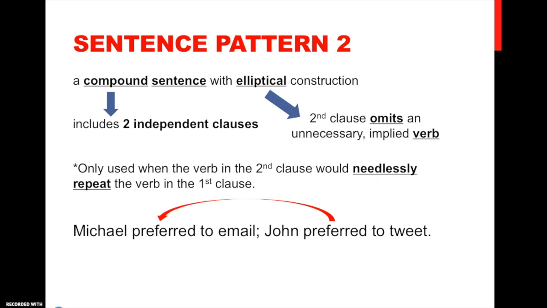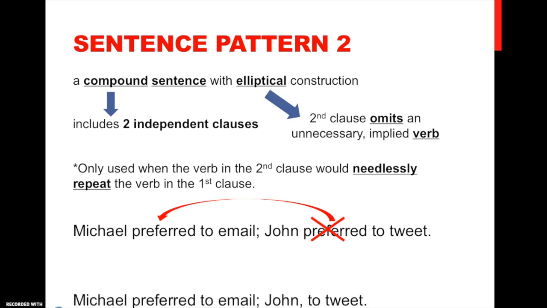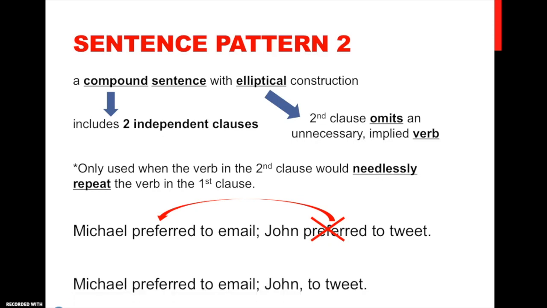If I were to take out the repeated verb preferred in the second clause, the reader or listener would still know what was meant. In the elliptical construction, the sentence would look more like, Michael preferred to email, John to tweet. It is important to note that there is a comma in place of the omitted verb. This is very important to remember. The comma indicates that the verb omitted is the same verb as the one in the first clause. The comma says to the reader, mentally insert the same verb you have already read in the first clause.